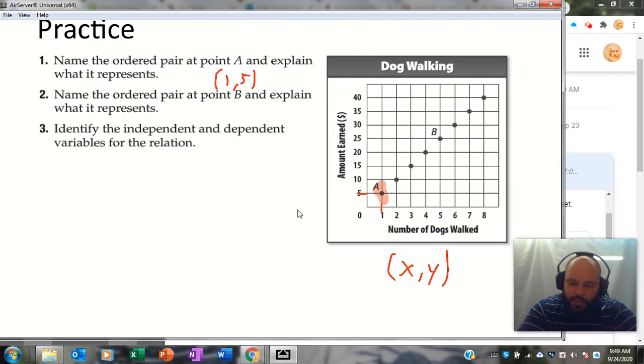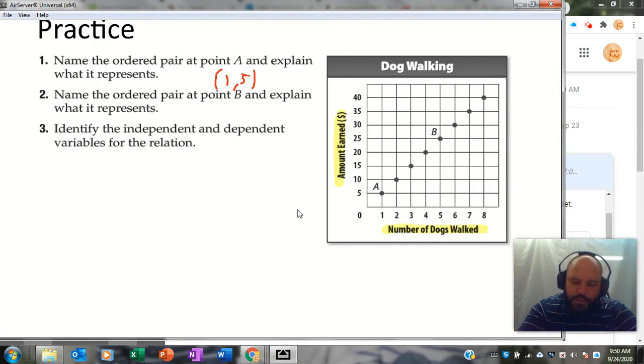Now, once we find the ordered pair, we have to determine what that ordered pair means within the context of the problem. It says, name the ordered pair at point A and explain what it represents. And explaining what it represents is actually very simple. It just has to do with what the x and y values represent within the context of the problem. You can see the x value represents the number of dogs that are walked, and the y value represents the amount of money earned. So this ordered pair 1, 5 represents that if I walk one dog, I will earn $5.